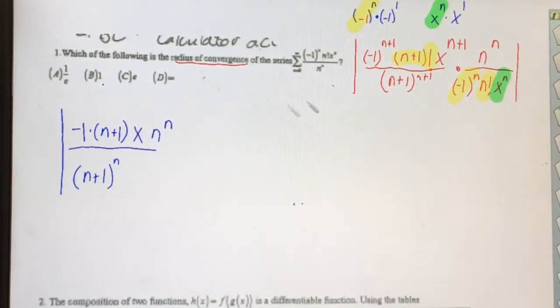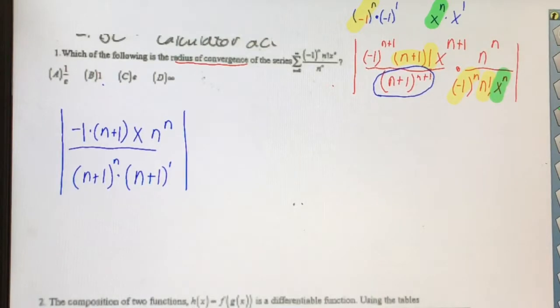Well, to the n plus 1, can I just multiply n plus 1 to the n by n plus 1 to the 1? Doesn't that equal n plus 1 to the n times n plus 1 to the 1, and then I add those and I get n plus 1 to the n plus 1. So more is going to simplify. Notice the n plus 1 and the n plus 1 simplifies. And this is going to give me negative x times n to the n over n plus 1 to the n, absolute value.